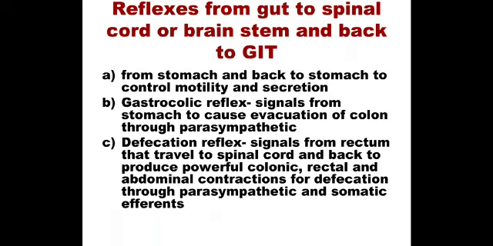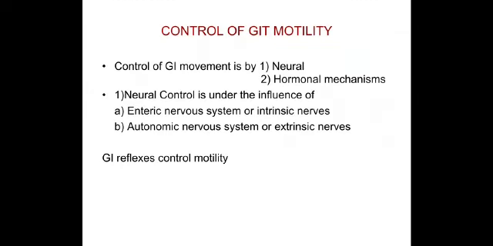Reflexes from the gut to the spinal cord or brainstem and back, and from the stomach back to the gut, control motility and secretion. The gastrocolic reflex signals from the stomach cause evacuation of the colon through the parasympathetic system. The defecation reflex, that is the passage of motion, is mainly by signals from the rectum that travel to the spinal cord and back to produce powerful colonic, rectal and abdominal contraction of defecation through parasympathetic and somatic afferents.